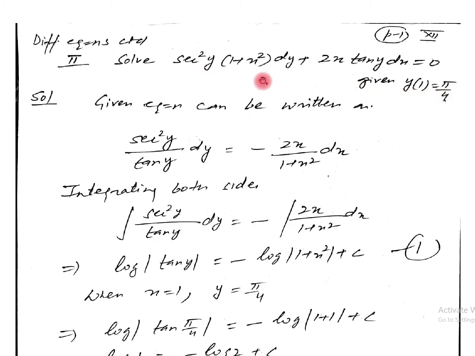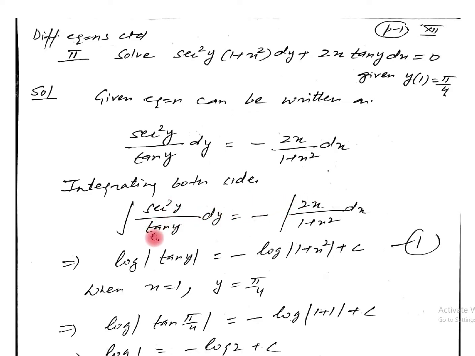The given equation can be written, by separating the variables, as sec²y / tan y dy = -2x / (1 + x²) dx. Now, integrating both sides. Here we have the function and here is its derivative. So the integral of this is log of tan y.